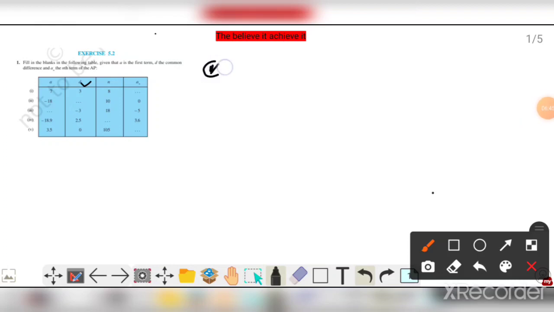Question 5. A is given 3.5, d we have to find out, n is given 105, and d is given 0. D is given 0 and n is given 105, and we have to find out An.